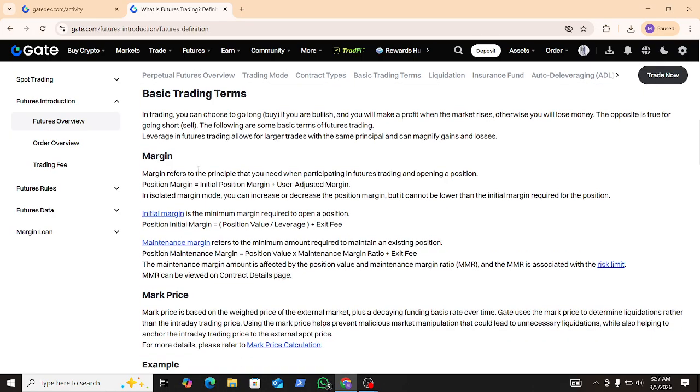The maintenance margin amount is affected by the position value and the maintenance margin ratio, MMR, and MMR is associated with the risk limit. MMR can be viewed on the contract detail page.